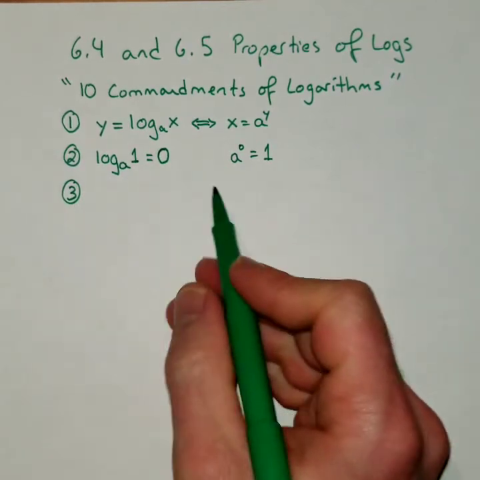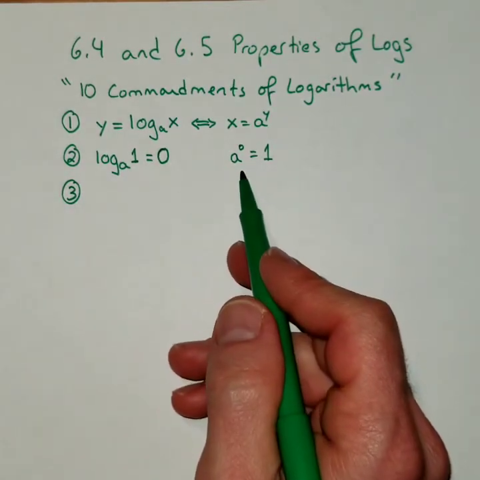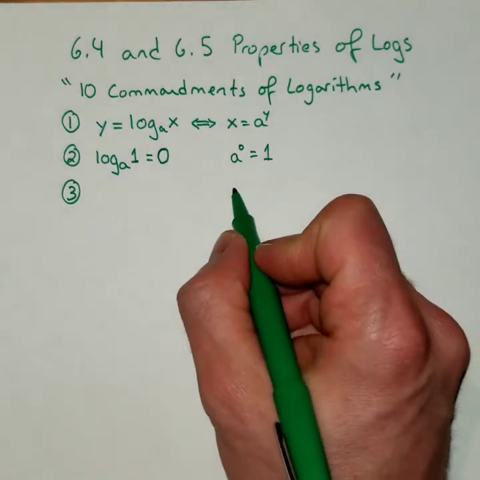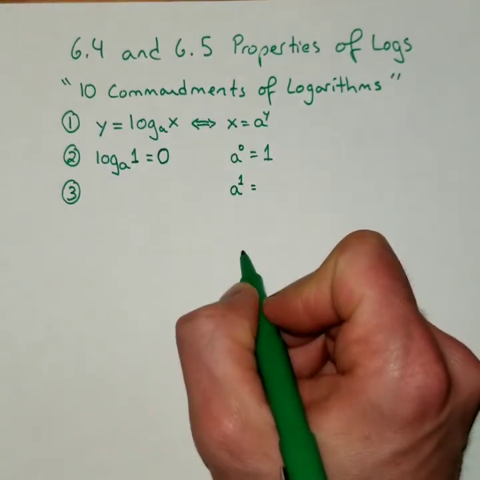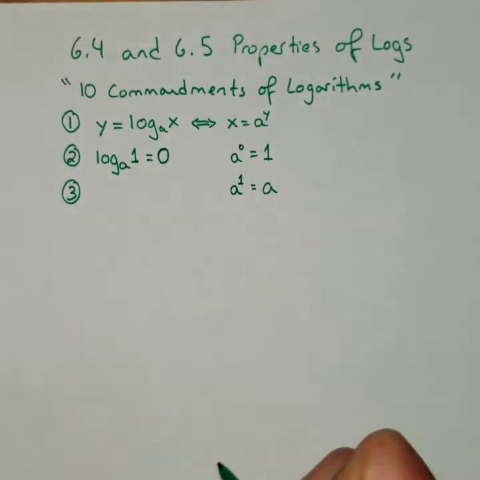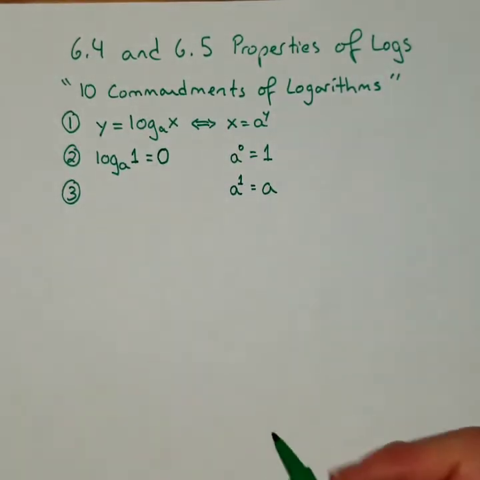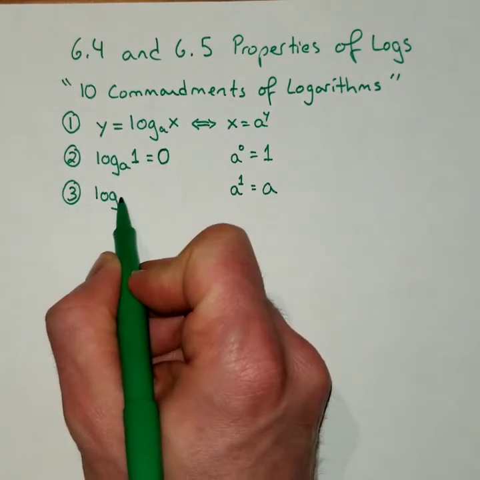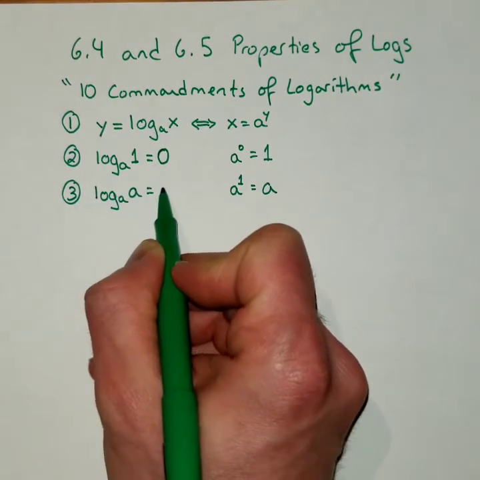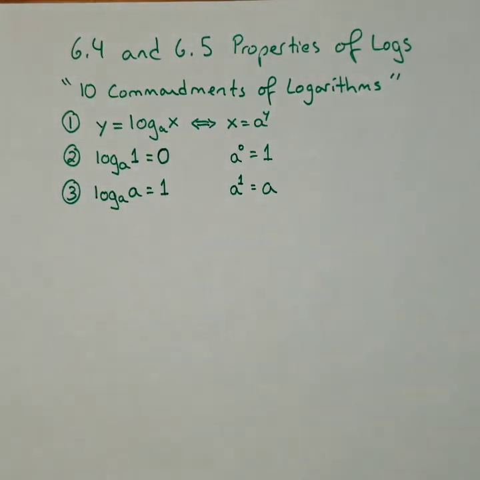Number 3 also comes from an exponential property. Think about this one. If you had a to the 1 power, anything to the 1 is itself, right? And so if you turn that into a logarithmic expression, log base a of a is equal to 1. All right, so that's a basic one.